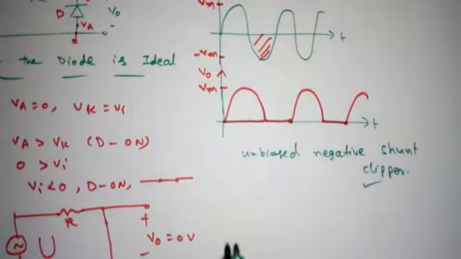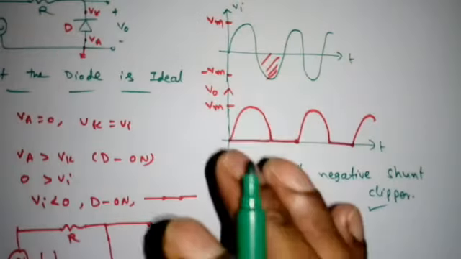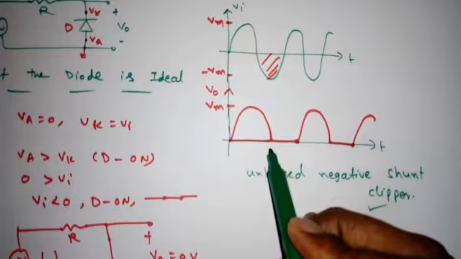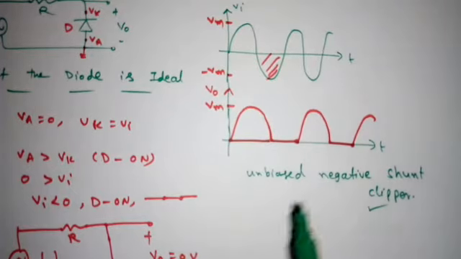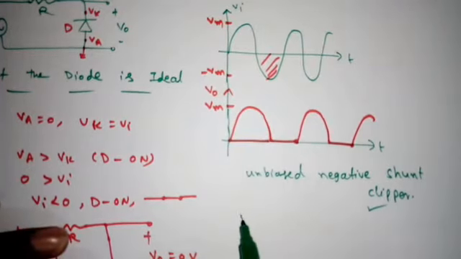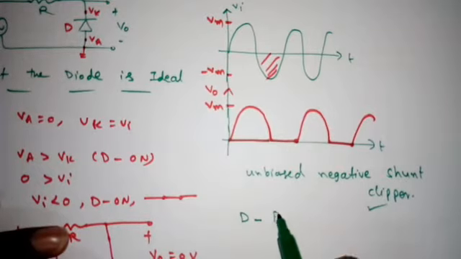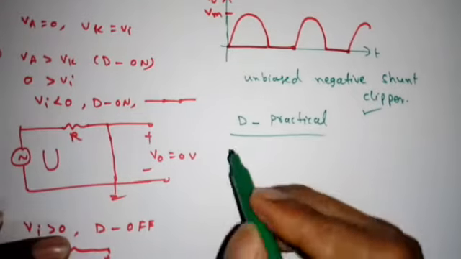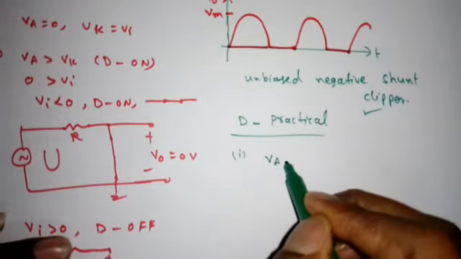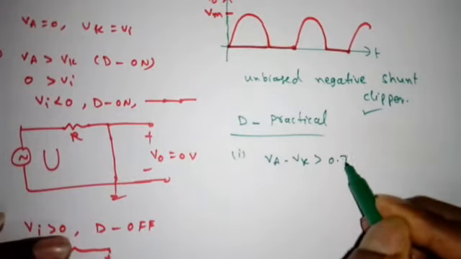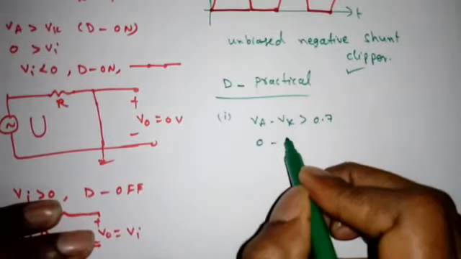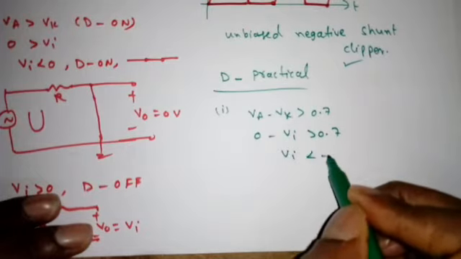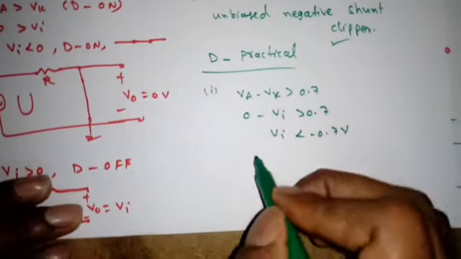Right? Now this is for the ideal case. When the diode D is practical, can you expect what waveform we will get? Simply this will be down to minus 0.7. That's it. Right? So if the diode D is practical, what is the first condition? Va minus Vk should be greater than 0.7 volt. 0 minus Vi greater than 0.7. That means Vi less than minus 0.7 volt.